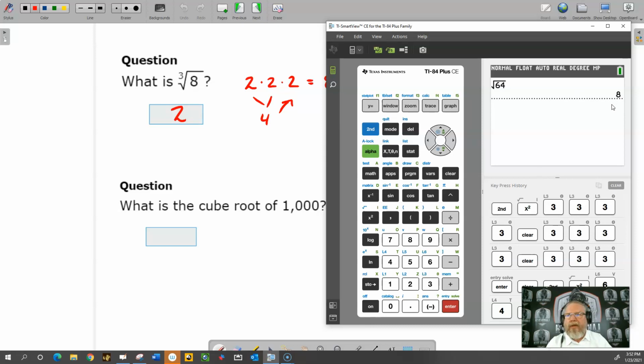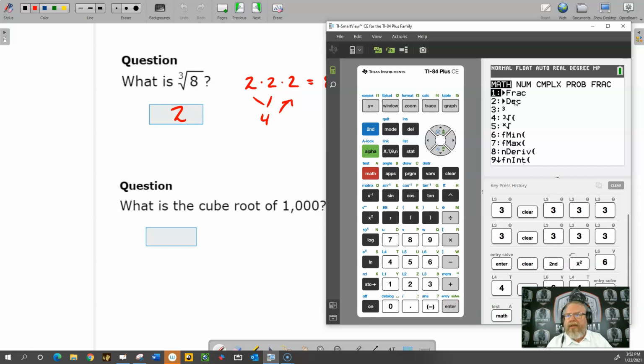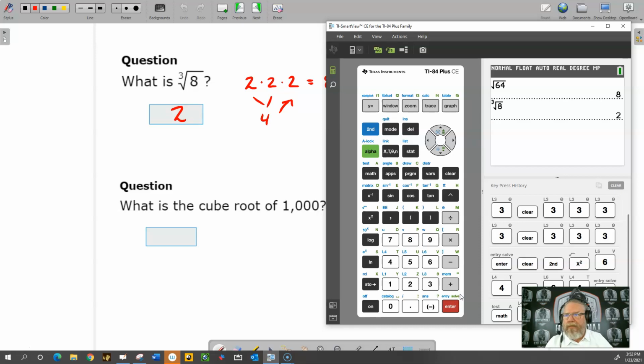However, we need to do cube roots. So how do we get that index there? Well, if we go to math and look here, we see that cube root is right here at number 4. So I'm going to select number 4, and it automatically pulls up the cube root of some number. In this case, we were doing 8, so I'm going to enter 8, hit enter, and it's going to give me 2.